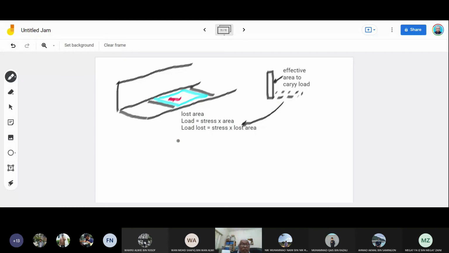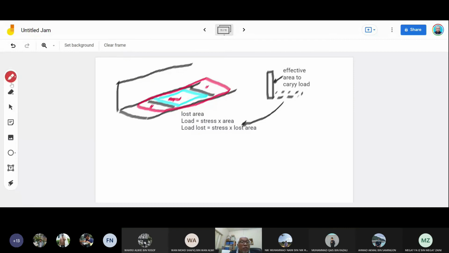And then the load loss has to be restored by having a doubler put over the area, and then we put the rivets. So this is repair. However, for the moment, I do not want to do the repair. We just want to calculate the load loss. How to calculate the load loss is very simple. We just calculate the loss area times the stress.